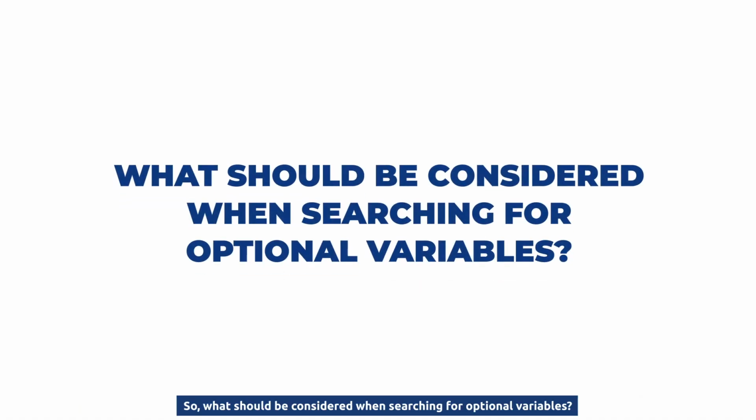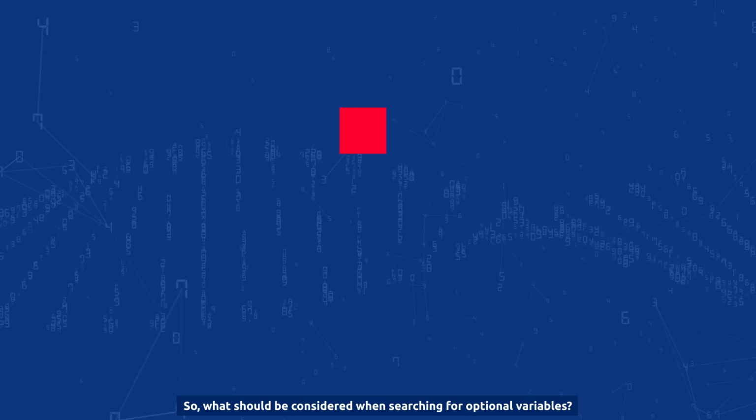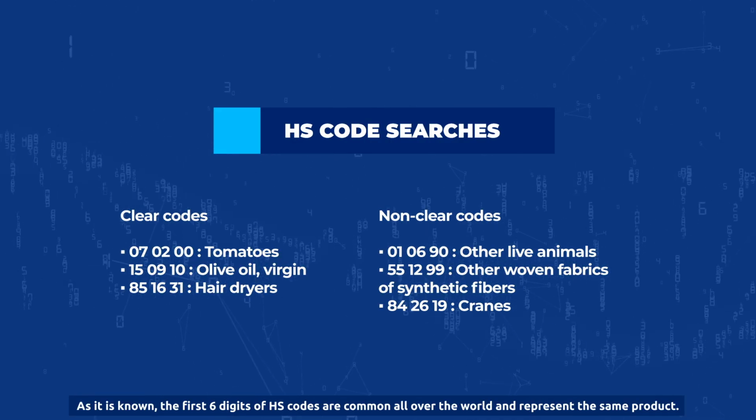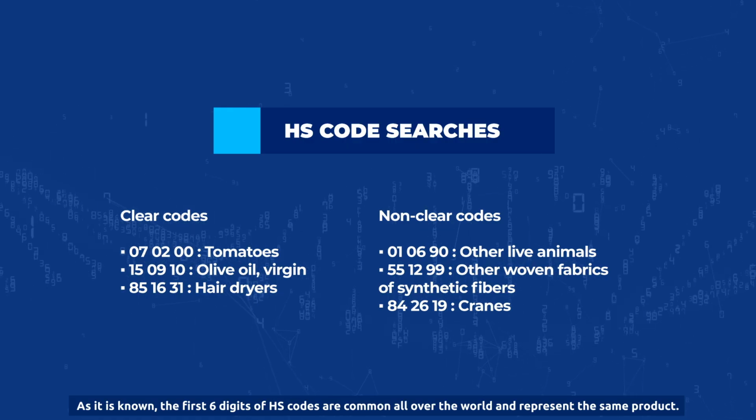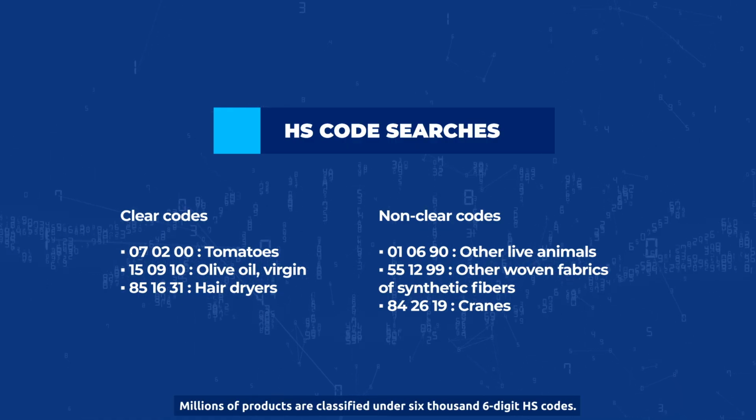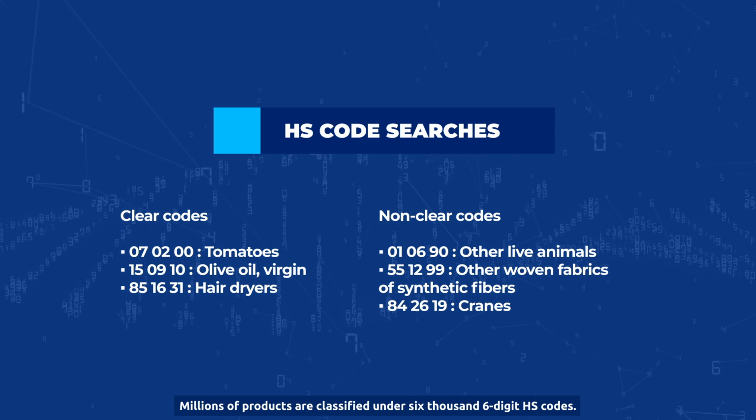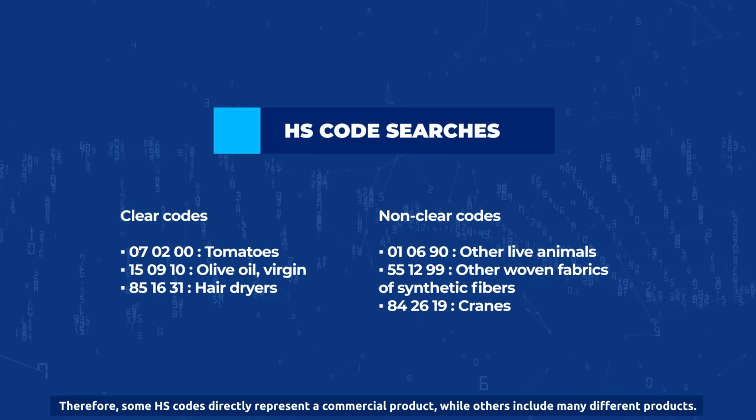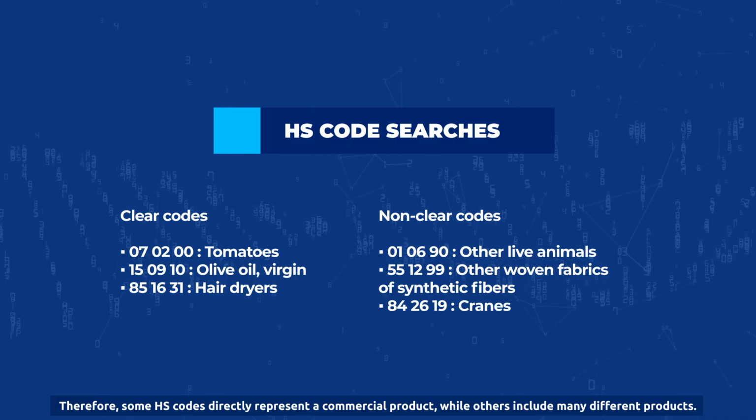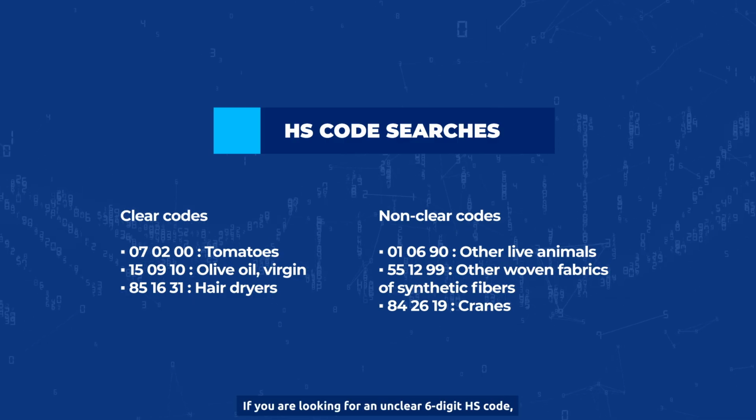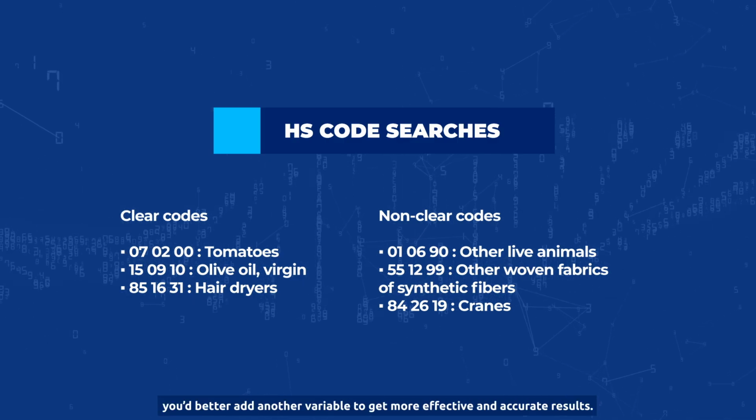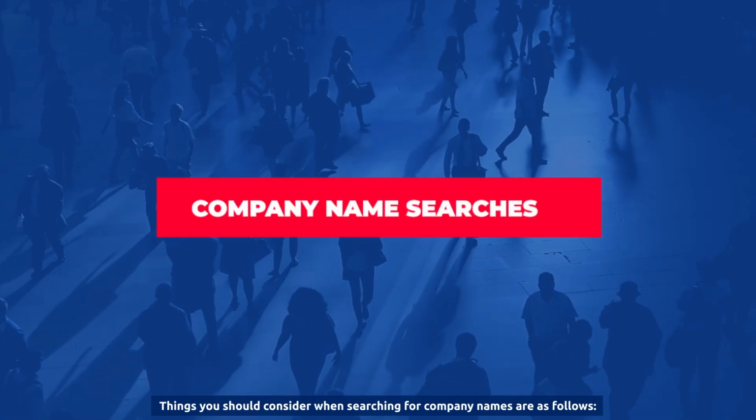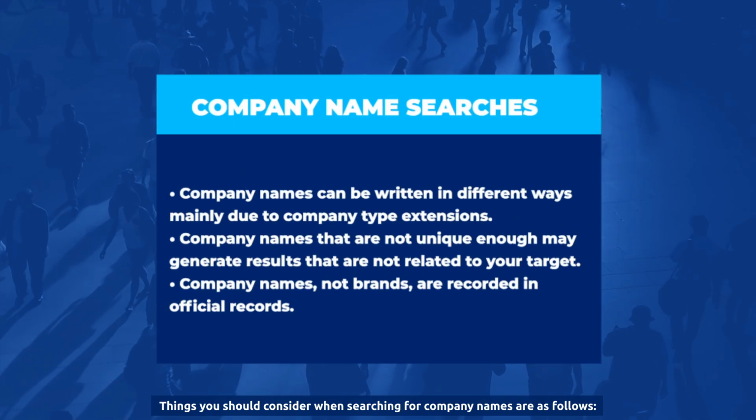So, what should be considered when searching for optional variables? As it is known, the first 6 digits of HS codes are common all over the world and represent the same product. Millions of products are classified under 6,000 6-digit HS codes. Therefore, some HS codes directly represent a commercial product, while others include many different products. If you're looking for an unclear 6-digit HS code, you better add another variable to get more effective and accurate results. Things you should consider when searching for company names are as follows.